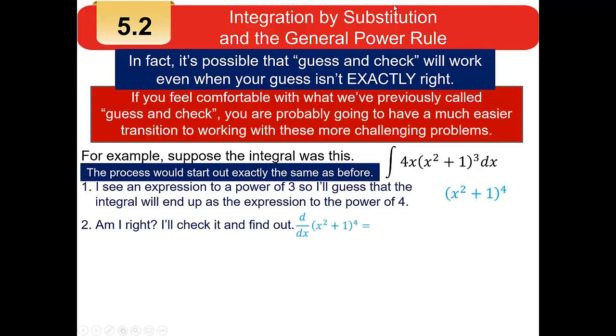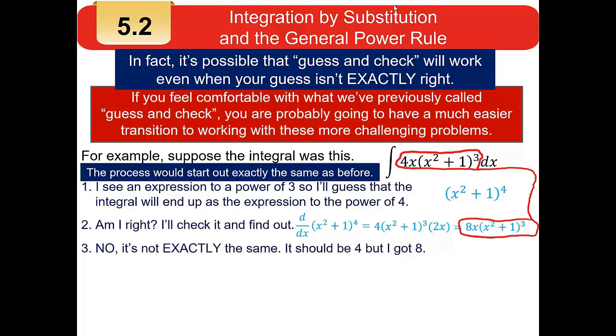There's nothing different. Take the derivative of the quantity x squared plus 1 raised to the fourth power. That'll be 4 times the quantity x squared plus 1 to the third times the derivative of the inside, which is 2x. 2x times 4 is 8, so you get 8x times the quantity x squared plus 1 cubed. That's exactly what we did before. But this time, when I'm looking back and checking, I'm not quite right. I wanted to get a 4x where I got an 8x. Everything else is fine.